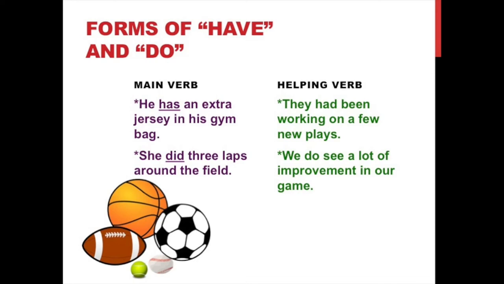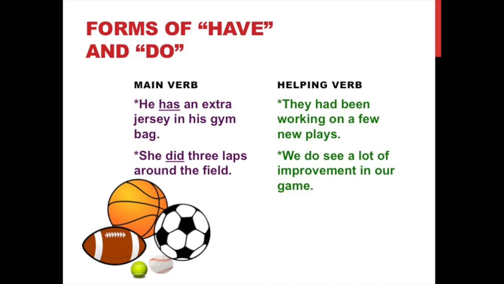So let's take a look at a case when these words are the main verb in a sentence. He has an extra jersey in his gym bag. Has is the only verb in the sentence, so it's the main verb. Next, she did 3 laps around the field. Did is the only verb in the sentence, so it's the main verb.